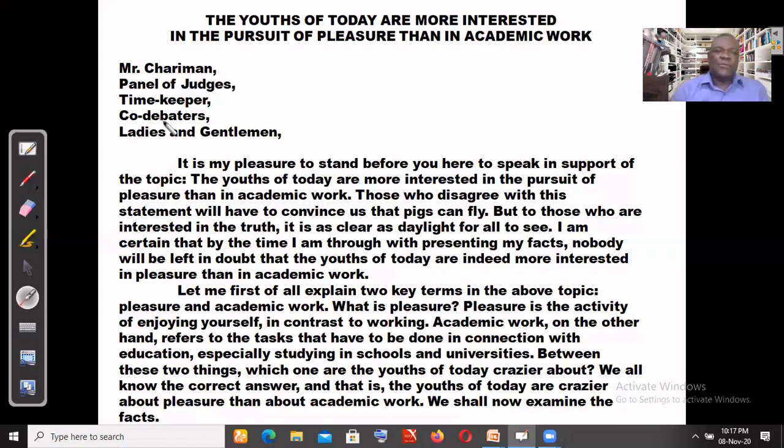And take note of some mistakes that students usually make. Some will write this as "co-debaters" in a way that is completely un-English. There is nothing like that. It is "co-debaters." And then you notice the punctuation, the comma after each. And having done this, then this is our first paragraph.